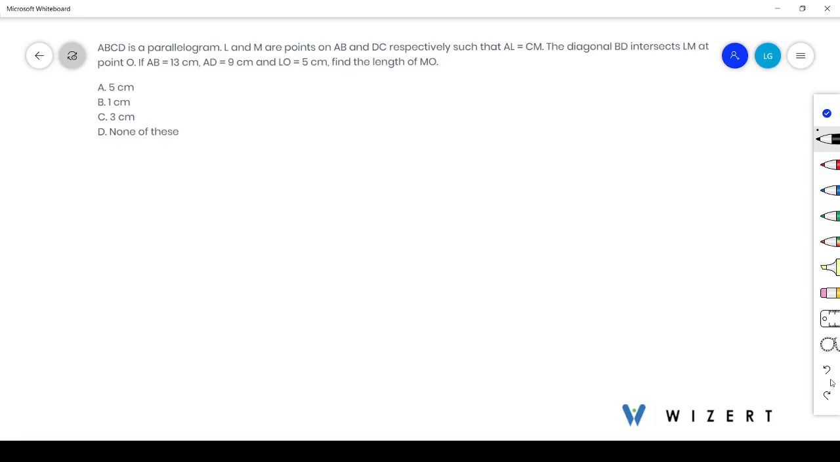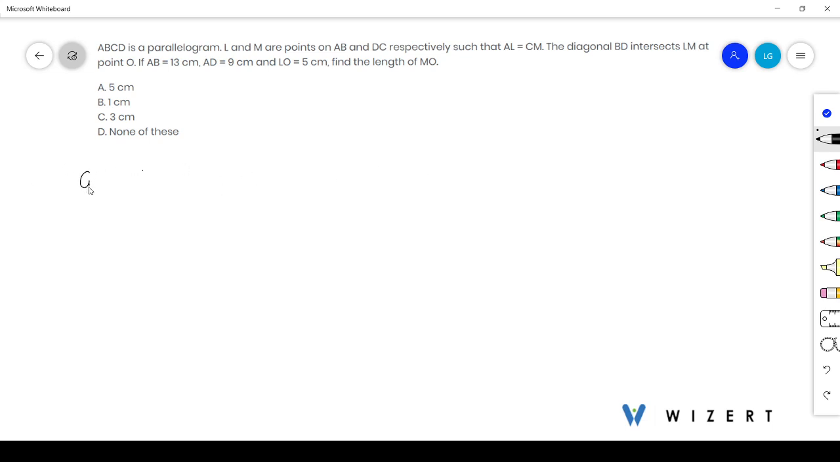Our question is: ABCD is a parallelogram. L and M are points on AB and DC respectively, such that AL equals CM. The diagonal BD intersects LM at point O. If AB equals 13 cm, AD equals 9 cm and LO equals 5 cm, find the length of MO.